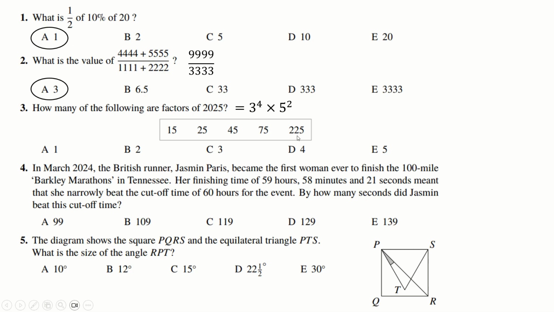That is 3 times 3 times 5 times 5, is it? Something like that? 9 times 25. And there's enough of those things in there as well. So all of those things are factors of that number.